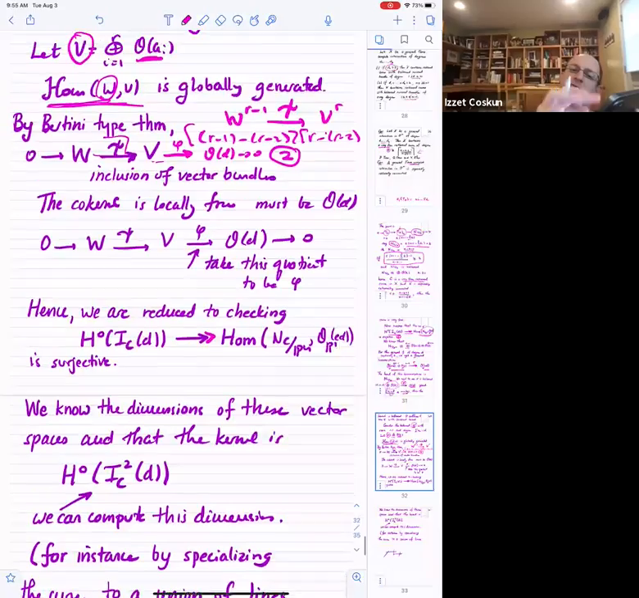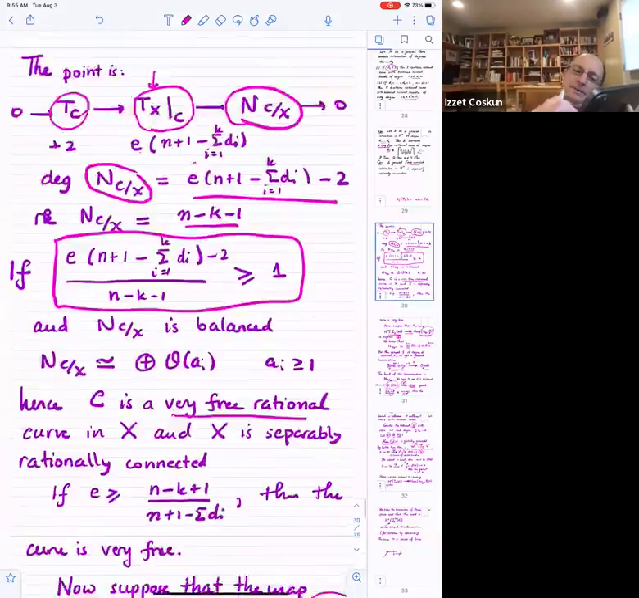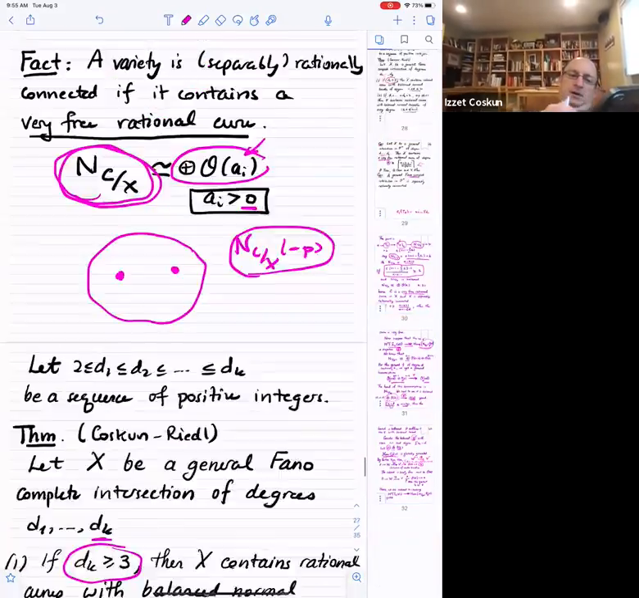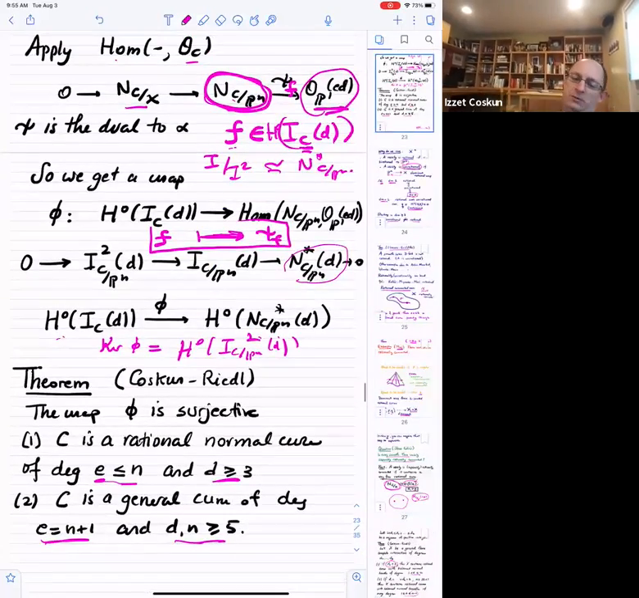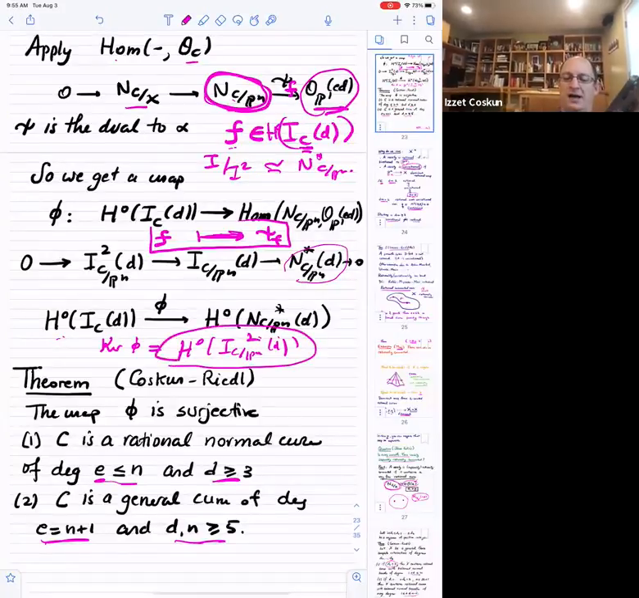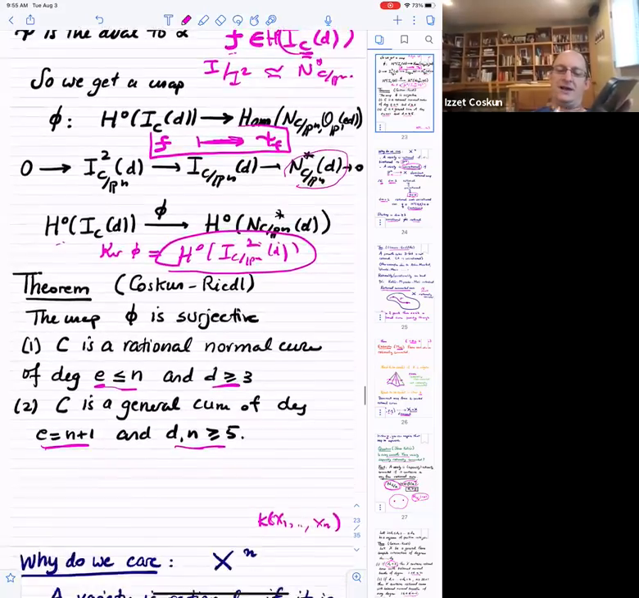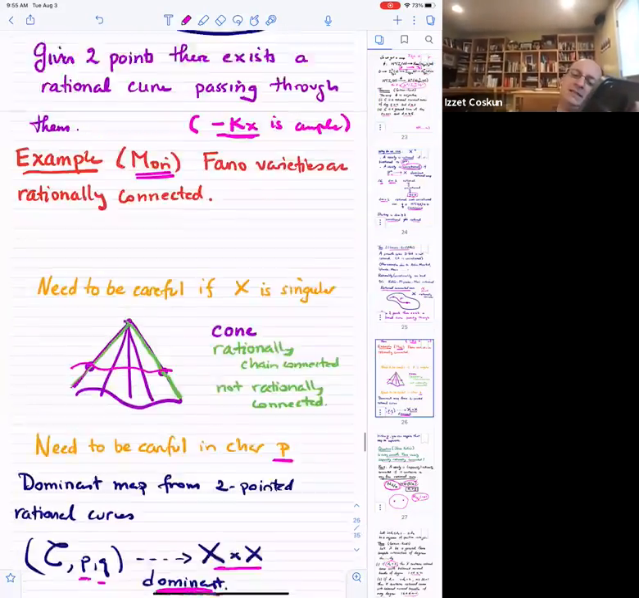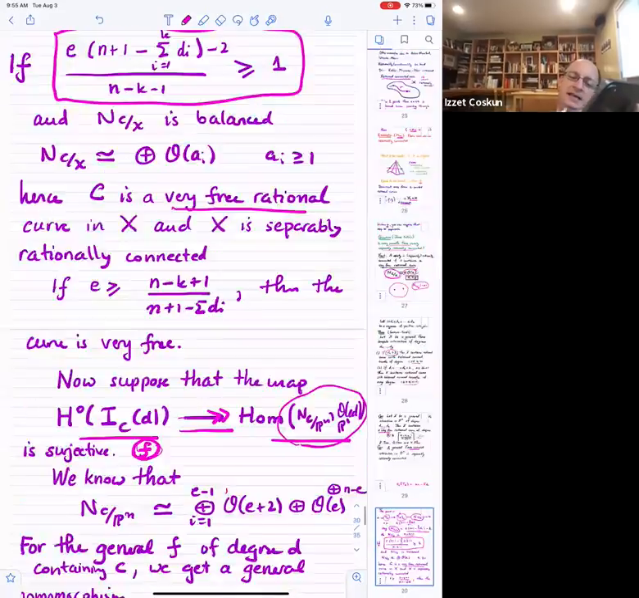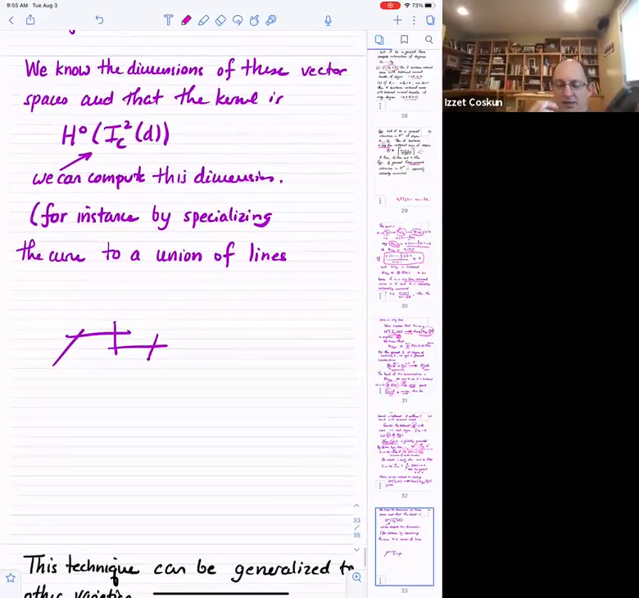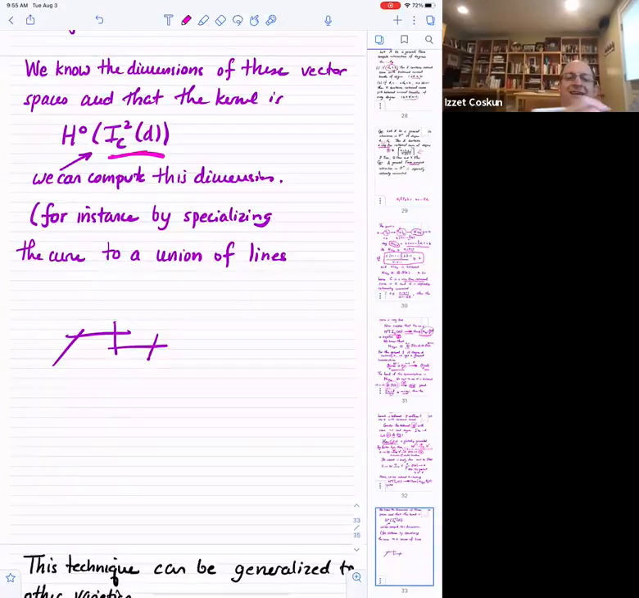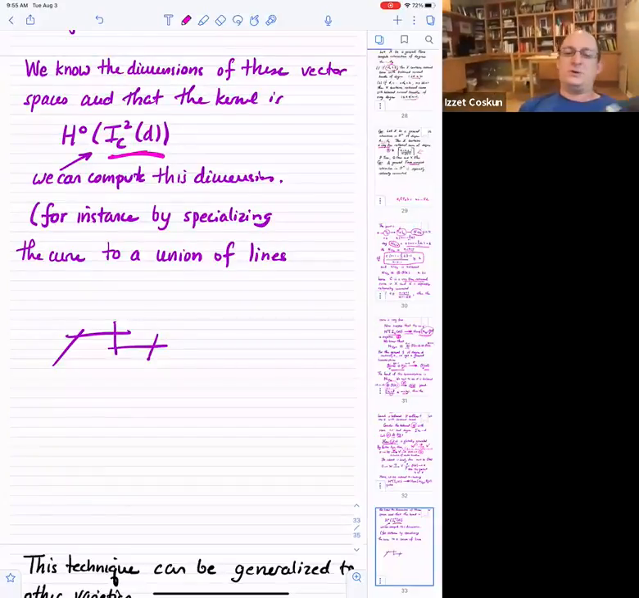So let's go back to where we talked about that map. Where did we talk about that map? We described the kernel of this thing, and the kernel was H0 of IC and PN square, right? So in other words, I want to understand the equations of degree D that are double along the curve. You can really compute this thing. There are various ways of computing this thing.